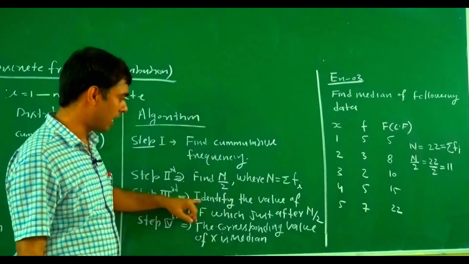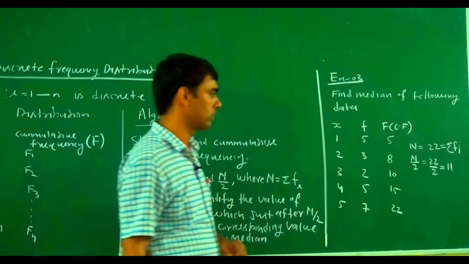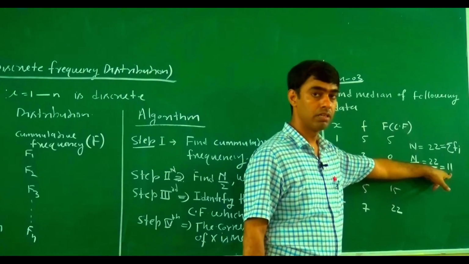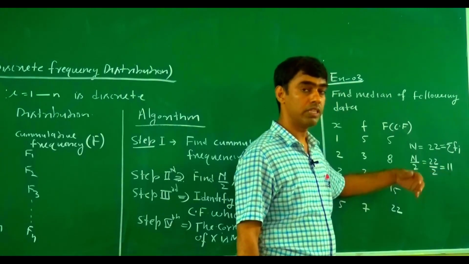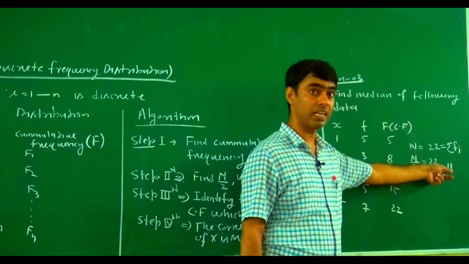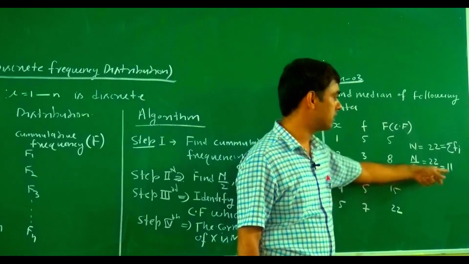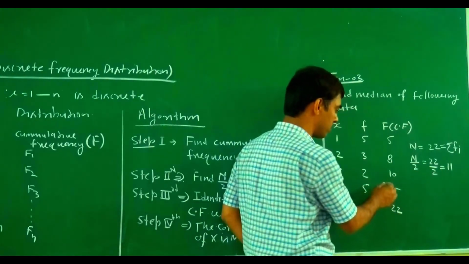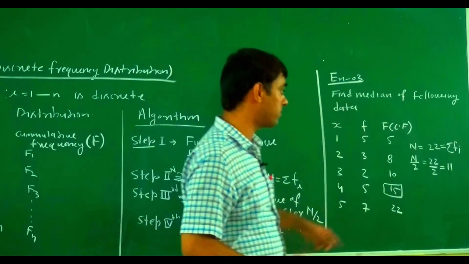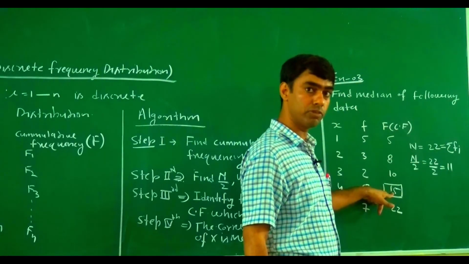What is step 3? Identify the value of cumulative frequency which is just after N by 2. N by 2 is 11. Identify the cumulative frequency which is just after 11. This one is 10, then 15. Between 10 and 15 there is 11. So after 11, the value is 15. Just after 11, what is the value of cumulative frequency?